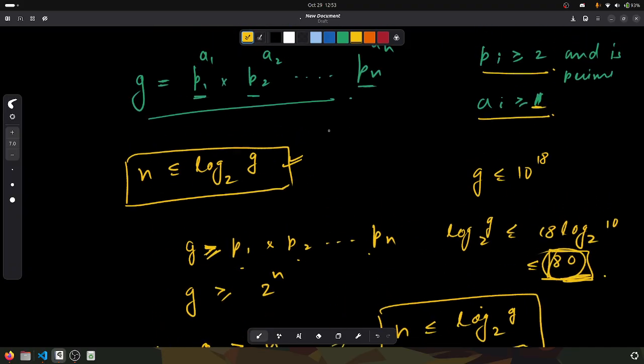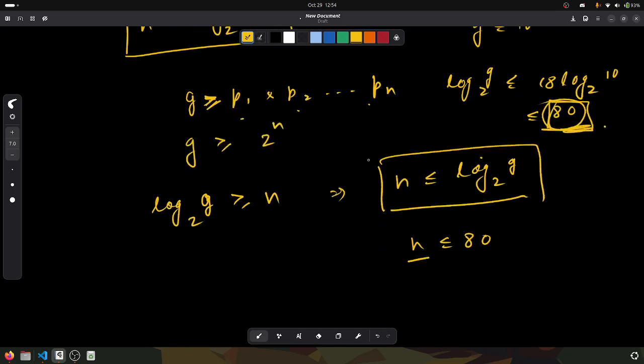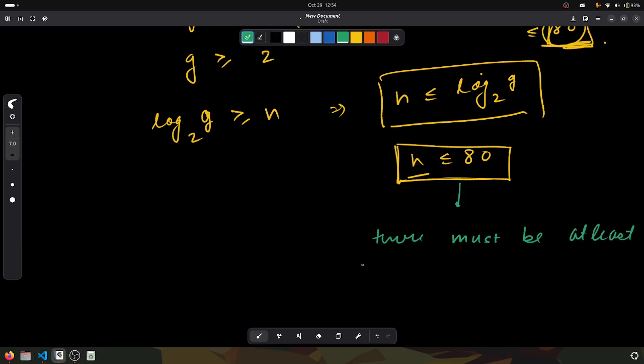N is nothing but the number of different prime factors. Number of different prime factors is less than 80. So what does this mean? Since the total number of prime factors is less than 80, there must be at least one prime number which is not a factor of G in the first 81 prime numbers.